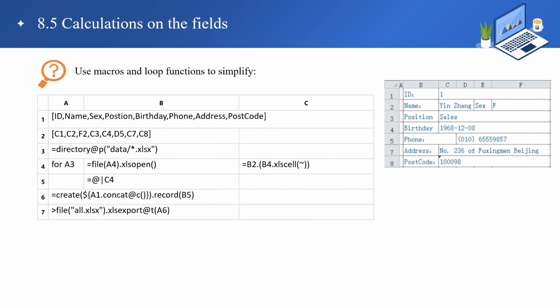We use macros and loop functions to simplify it. The fields and corresponding cells are made into two sequences, and it is much easier to get data from each Excel file and do concatenation. The code is not only shorter, but also more general. If we encounter a new format, just modify the first two lines.